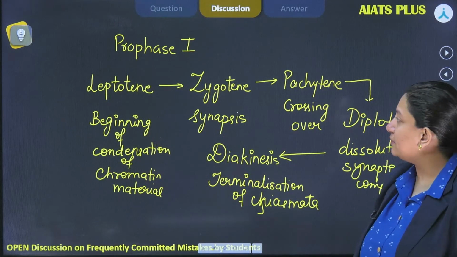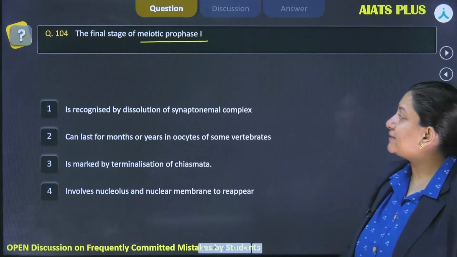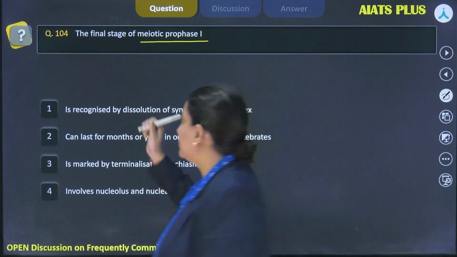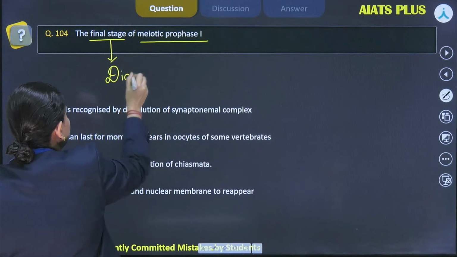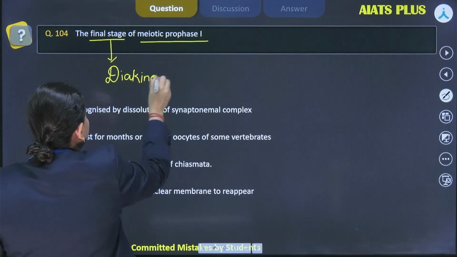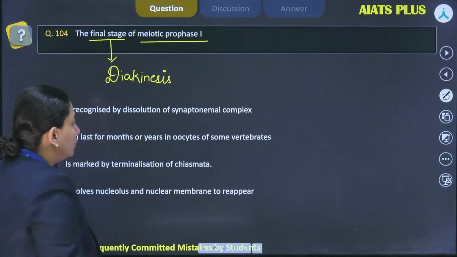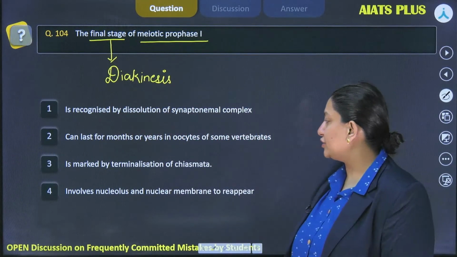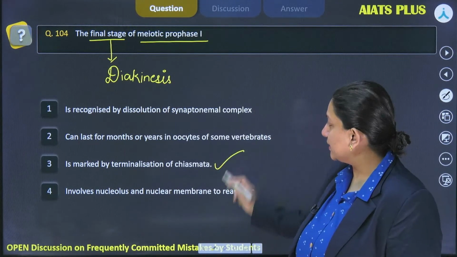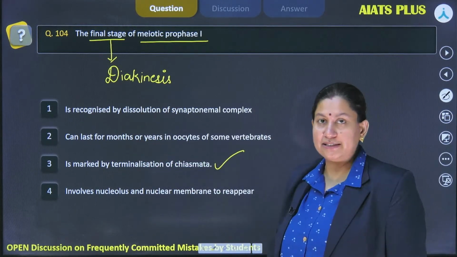So with this information, if we get back, it is saying about the final stage, that means it is referring towards diakinesis, and we know that over here what is going to happen, correctly said, terminalization of chiasmata, which is depicted in option 3, is marked by the terminalization of chiasmata.